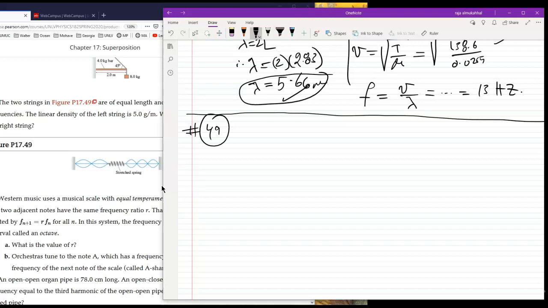Well, let me draw it first. How about that? So let's say we have, here is the left side of it, and then here is the spring, and here they both have the same length. Got that? So here I have 3 nodes.